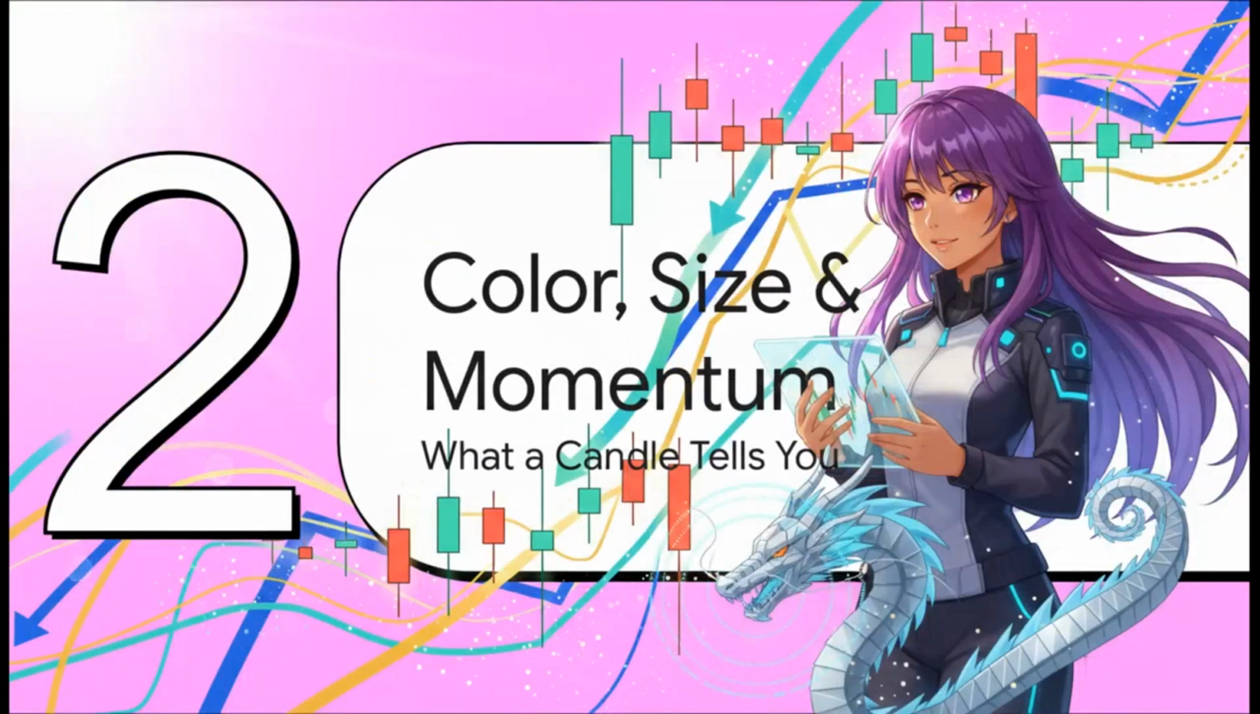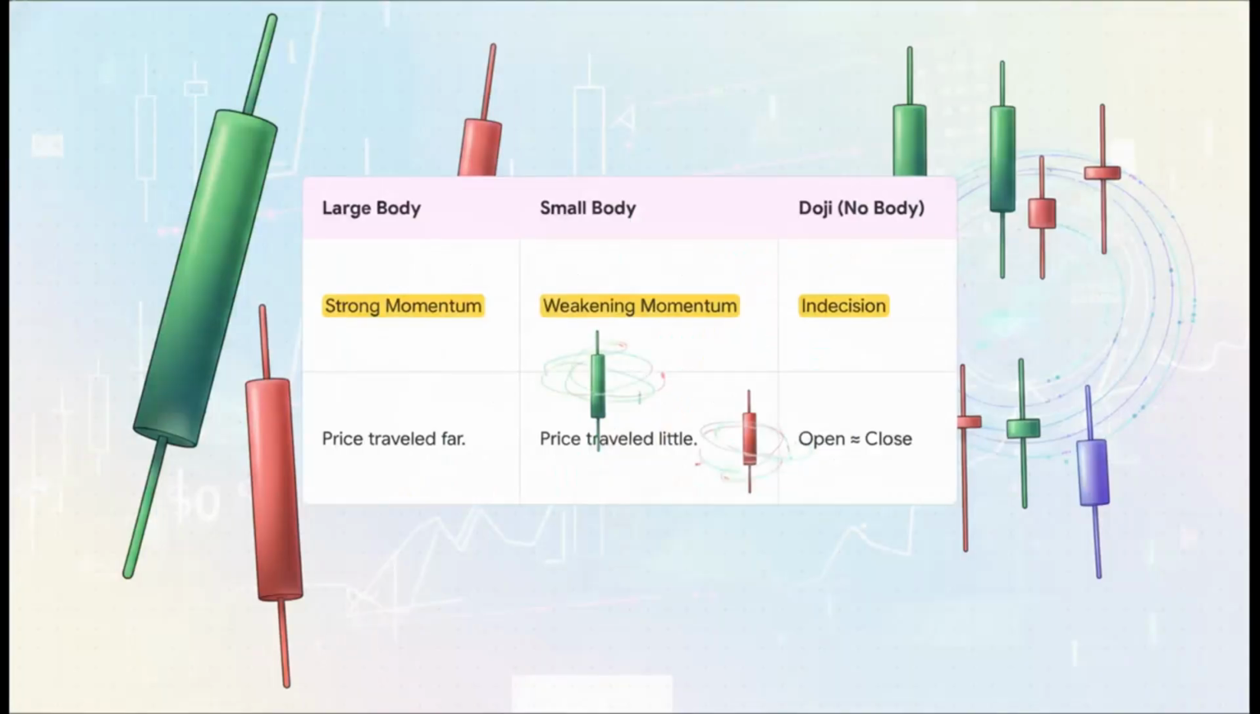Okay, so we've got the basic anatomy down. Now, let's dive into the next layer of the story, because a candle's appearance tells you a ton about the market's momentum. The size of that real body is a massive clue. If you see a long, large body, whether it's green or red, that shows strong momentum. There was real conviction from one side. A small body, though, suggests that momentum is fading. And then you have this really interesting one called a doji. It looks like a cross because the open and close prices were almost identical. This is a perfect picture of total indecision, a stalemate between the buyers and sellers.